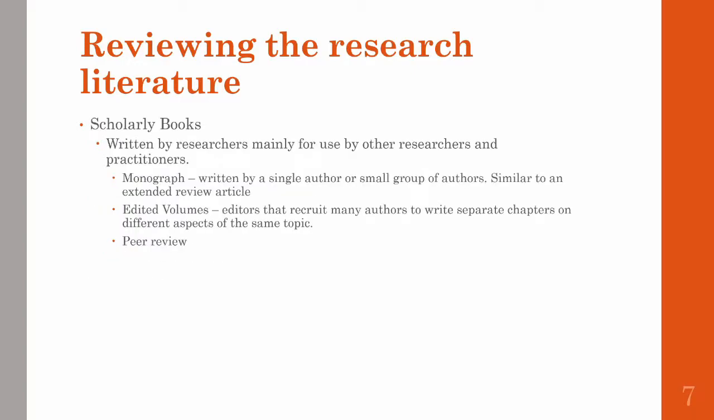In literature reviews, you can also look at scholarly books. These are different than popular science books. They're written by researchers still, but they're mainly focused towards other researchers. Scholarly books often also go through peer review and are written by experts in the field.